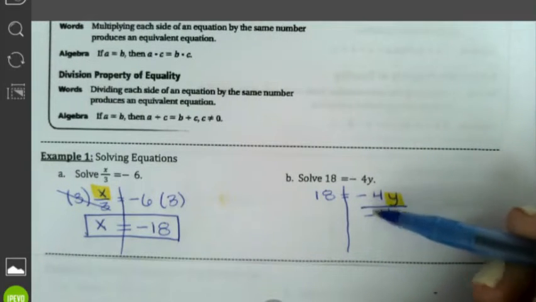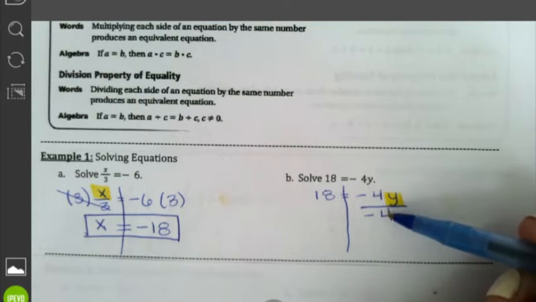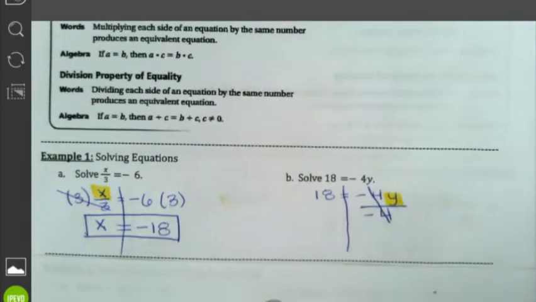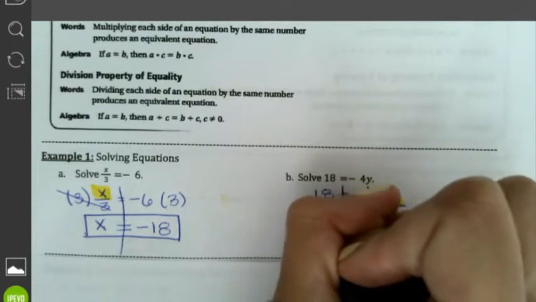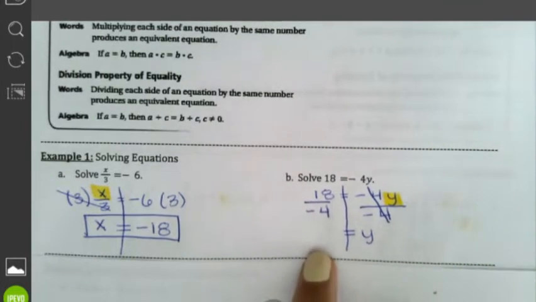Because negative divided by a negative is a positive. We want y to be positive. And 4 divided by 4 is 1. We want 1 positive y. What we do to one side, we do to the other side. So this gives me y equals.